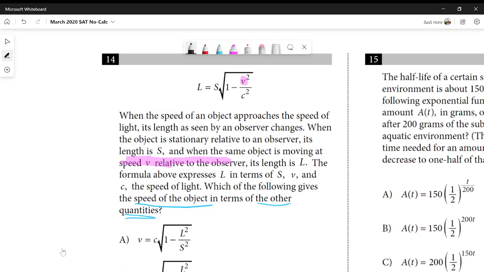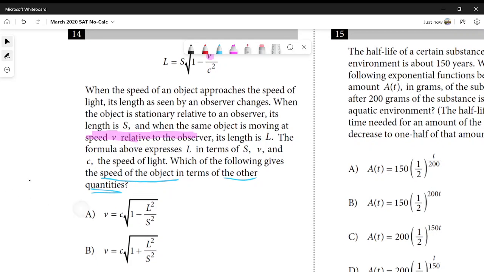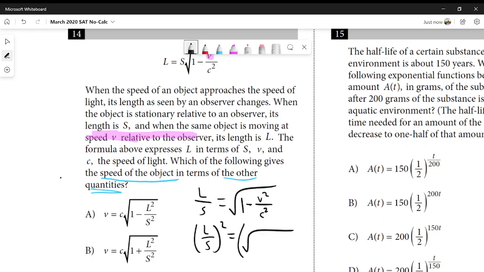So to isolate v in this equation, we're first going to divide both sides by S. It's going to give you L over S equals the square root of 1 minus v squared over c squared. Now I'm going to square both sides, because I want to get rid of this square root over here. I don't really like that square root, so I'm going to square both sides.